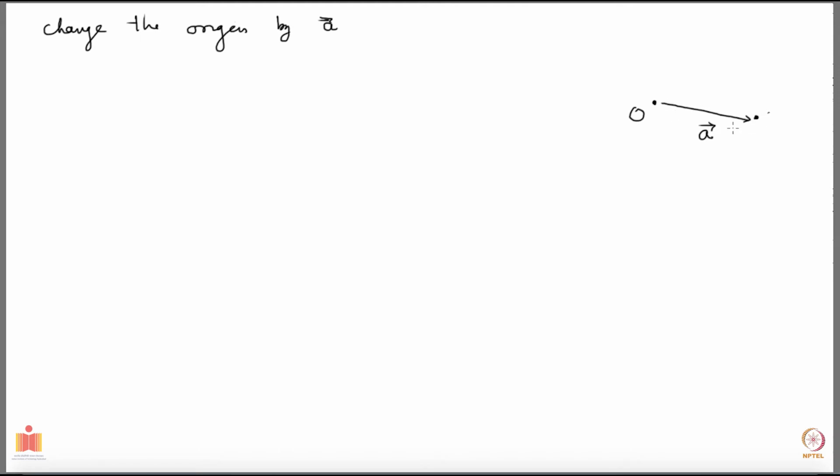The separation between these two is given by vector A, which is a constant, and you are looking at any point P. If this was originally called R vector, as we wrote earlier, then from the new origin O prime, its radius vector is R prime. Okay, and I want to know what happens to this relation.